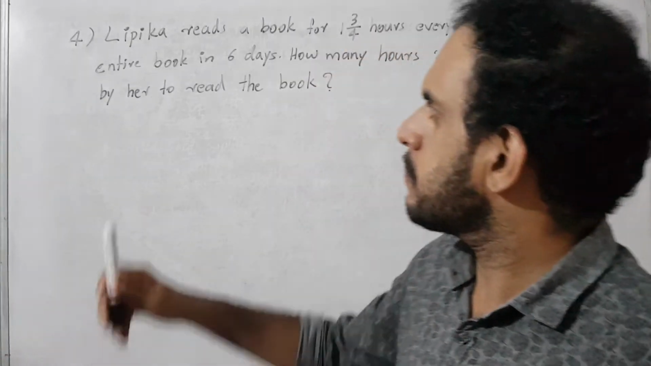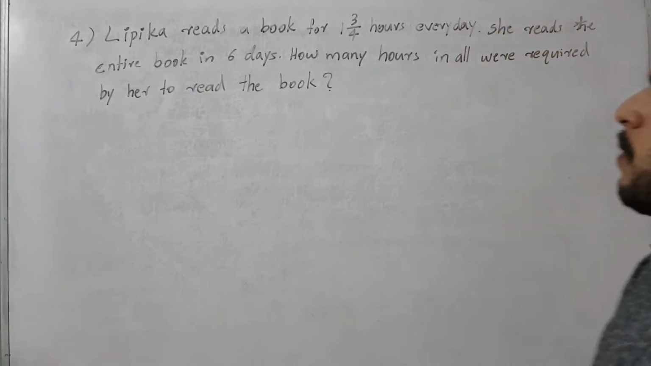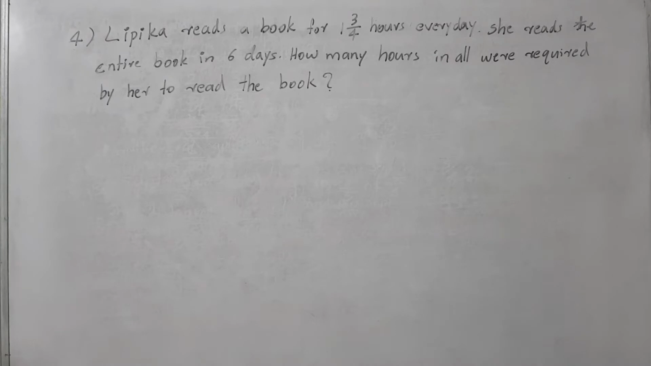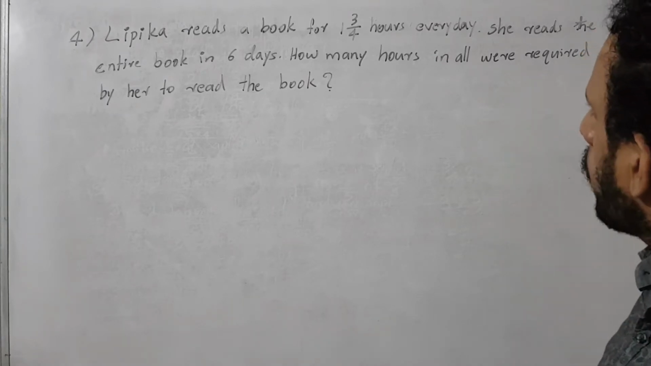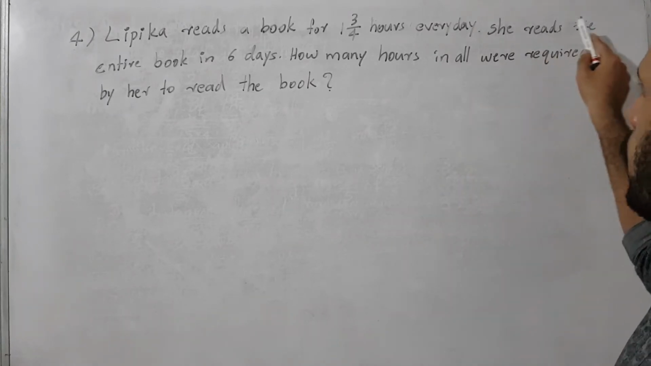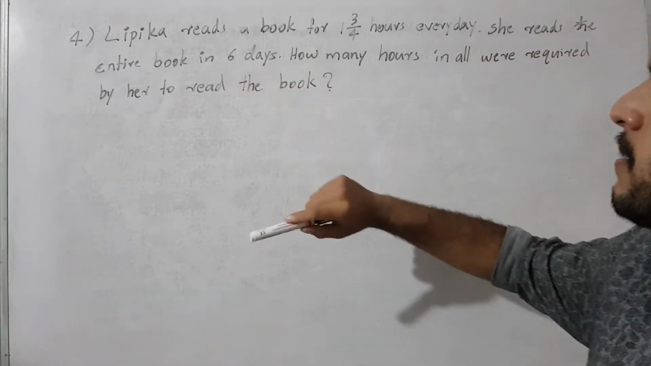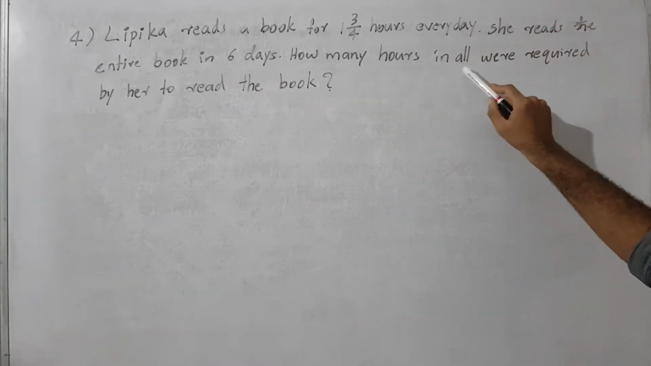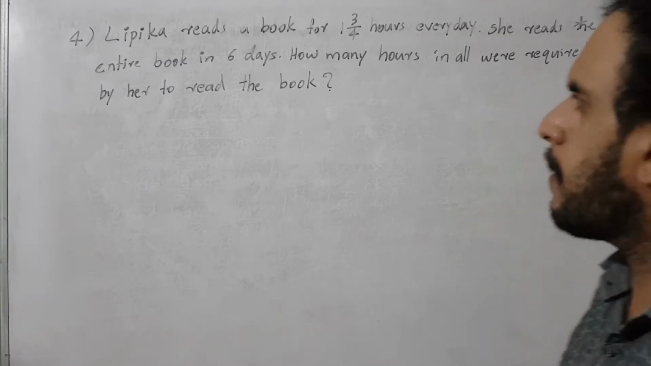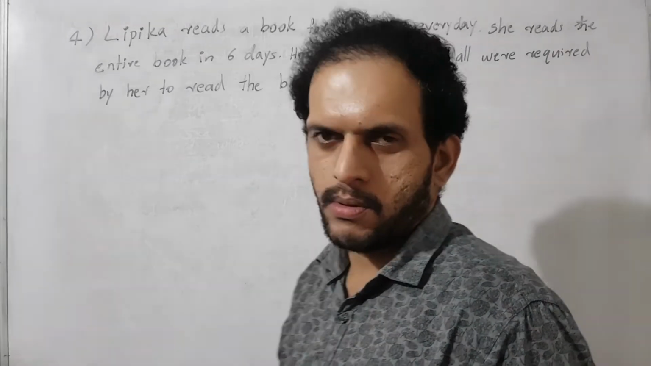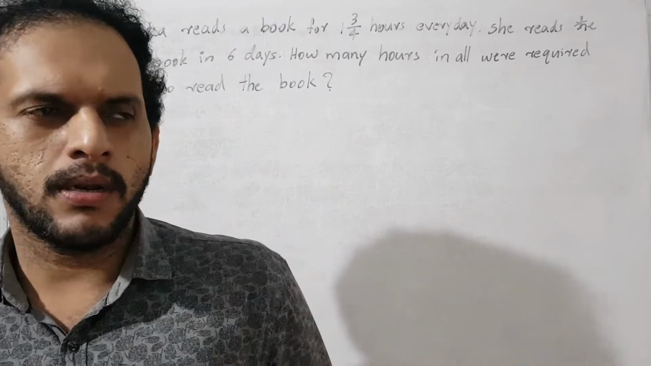The fourth question is like this. Lipika reads a book for 3 by 4 hours every day. She reads the entire book in 6 days. How many hours in all were required by her to read the book? Okay. Then what is the question?